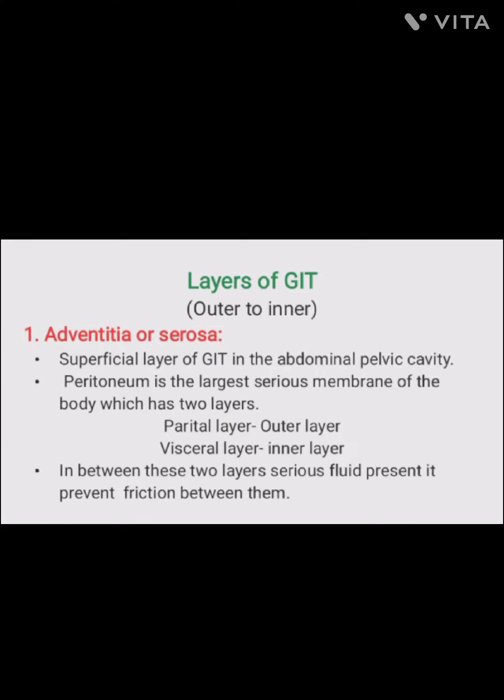This is the first layer, adventitia or serous layer. This is a superficial layer of the GIT in the abdominal pelvic cavity. This layer again has two types of layers, outer parietal layer and inner visceral layer. Between this parietal layer and visceral layer, one fluid will be present. This fluid is called peritoneal fluid. This fluid helps in protection and prevents friction between layers.